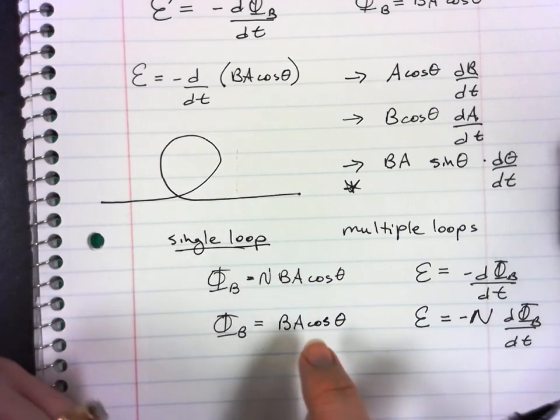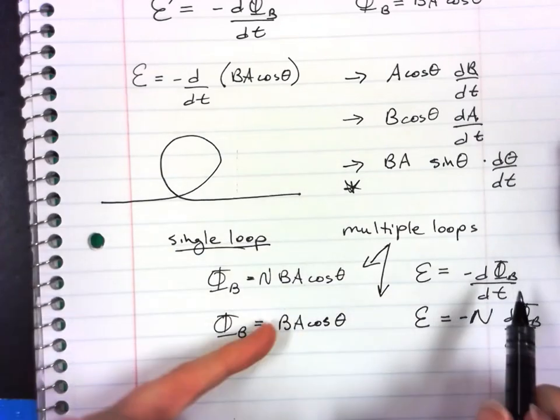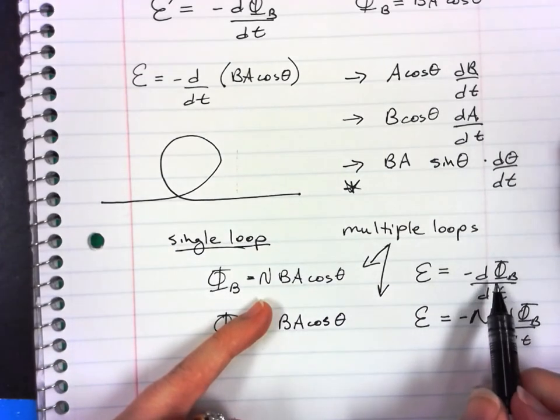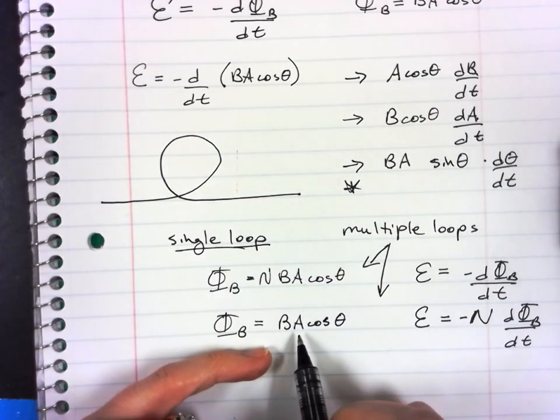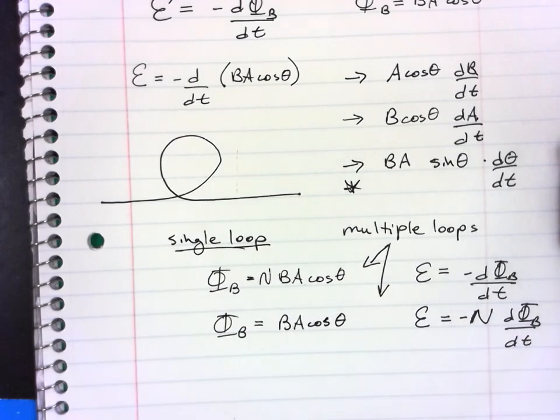But then if it has multiple loops, if you already included it in flux, don't include it again. If you just did the flux for one loop, then make sure you multiply the EMF by N, because there's going to be a lot more if you have them.